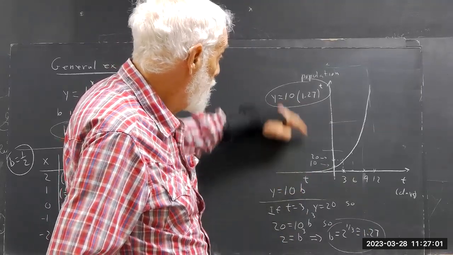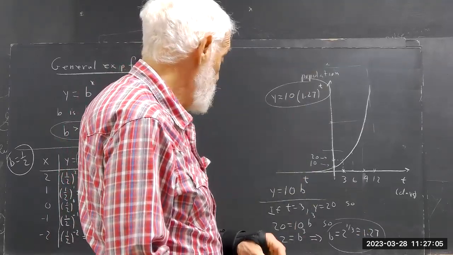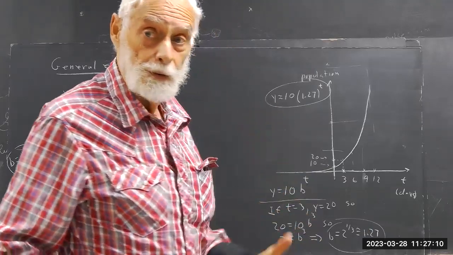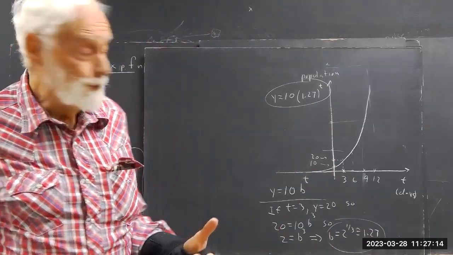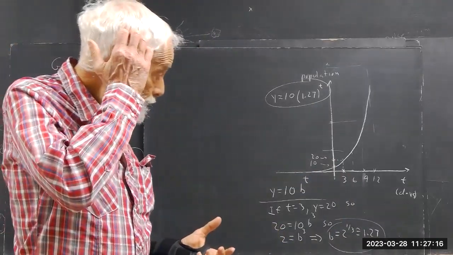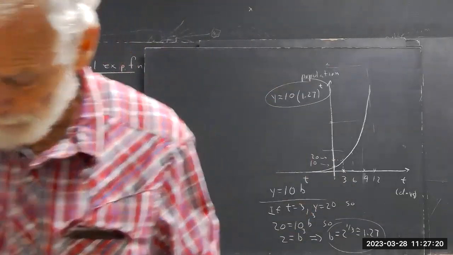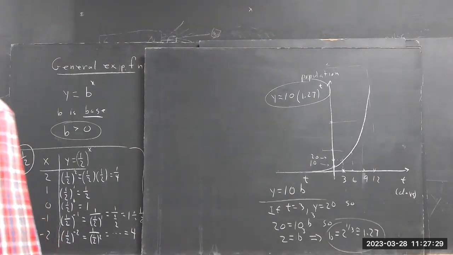So then the model's b is 1.27. We just replace b with 1.27, and we get y equals 10 times 1.27 raised to the t power. Now that's something that you're asked to do in the first assignment on exponential functions, which comes next week. So that's very important, as you'll find out when you get your first assignment in exponentials. We'll talk more about exponential functions on Thursday.